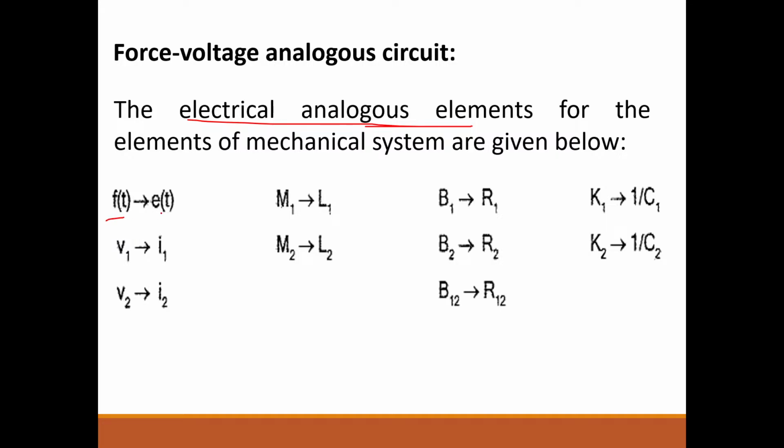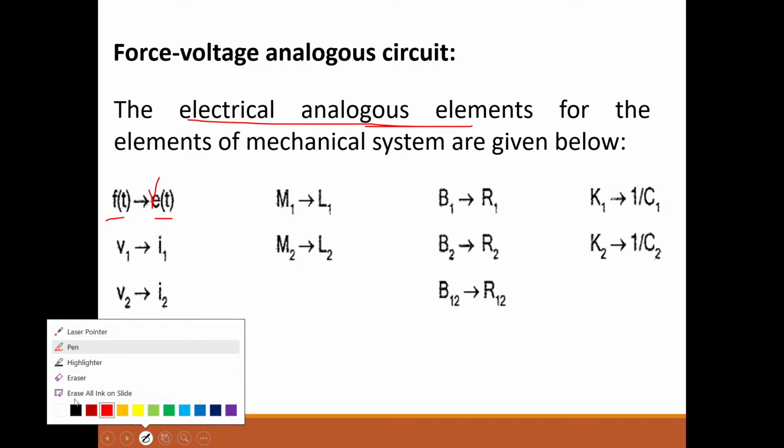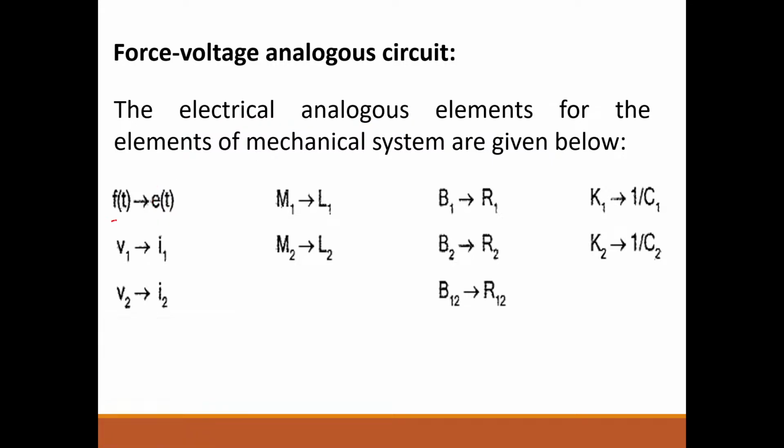F of t can be replaced by V of t, voltage source. F of t I have replaced with E of t. E means voltage here. If you don't like E, you write V. It doesn't matter. You write E or V, both are same. So F of t is analogous to E of t. M1 is analogous to L1. You already wrote the table in your notes. From that table, for force voltage analogy, the first table, you can write down all these terms.